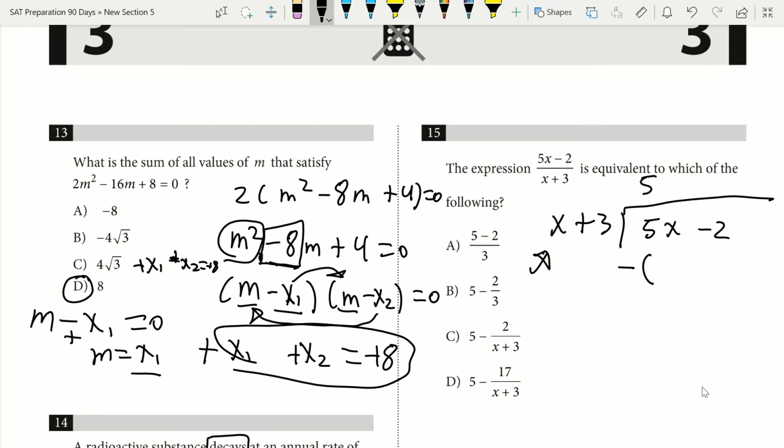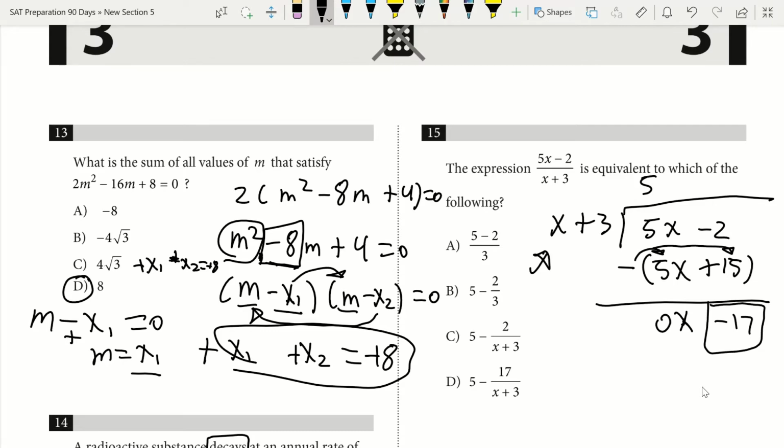Keep in mind this is going to be subtraction, so we have minus 5x, and then 5 times 3 gives me positive 15. Keep in mind that this negative gets distributed here and here. So we're going to have 5x minus 5x, that's going to give me 0x. And then I'm going to have negative 2 minus 15, which gives me negative 17. Therefore, this negative 17 is going to be a remainder because we don't have another x term. So that negative 17 is our remainder. I also see that I have to have this 5, right? This 5 doesn't get divided by anything. It's all on its own since it's not a remainder. So we're going to have 5 minus 17 over x plus 3.